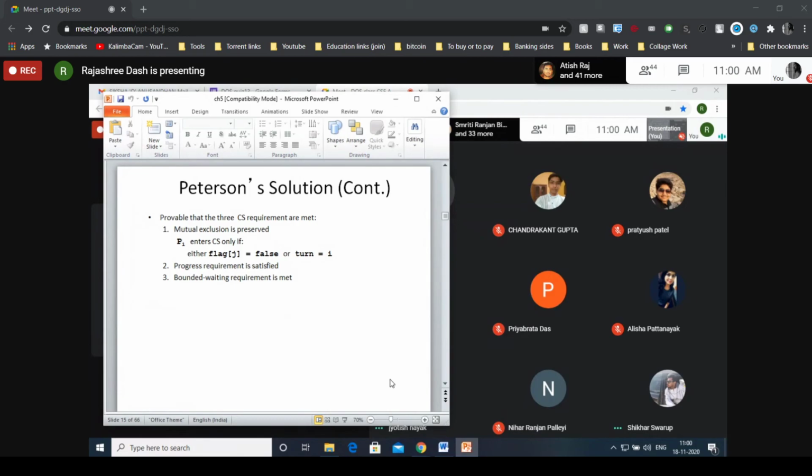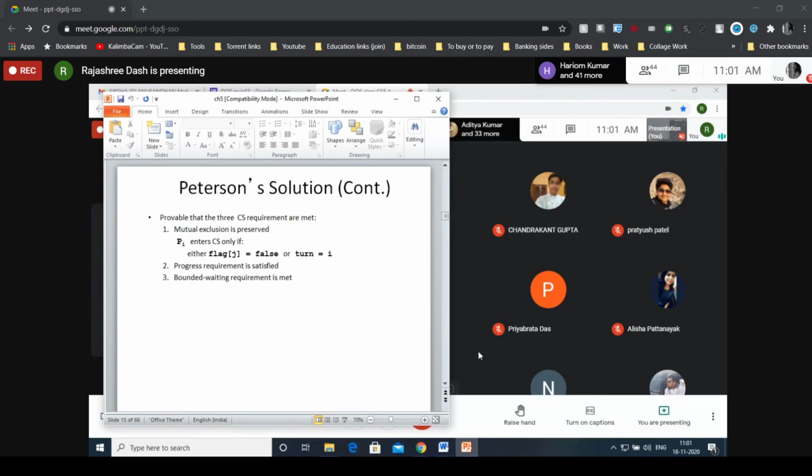So Pi enters the critical section only if either flag J is false or turn equal to I. So through the example we have discussed, we have proved that the Peterson solution satisfies all three requirements: mutual exclusion, progress, and bounded waiting. But the drawback is that the Peterson solution is restricted to only two processes. Okay.